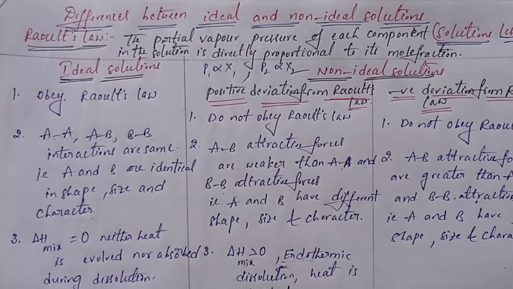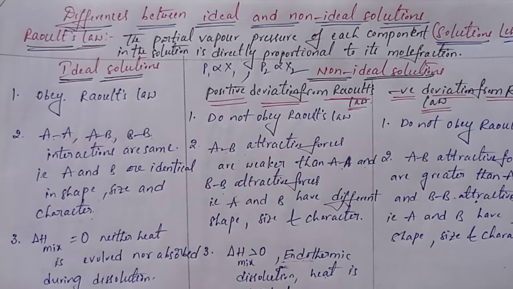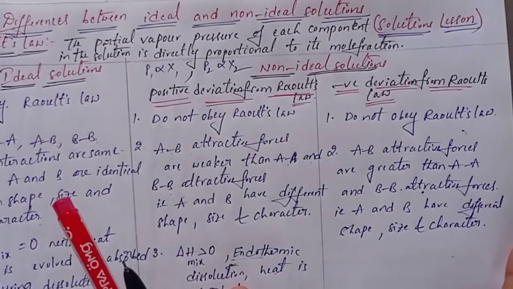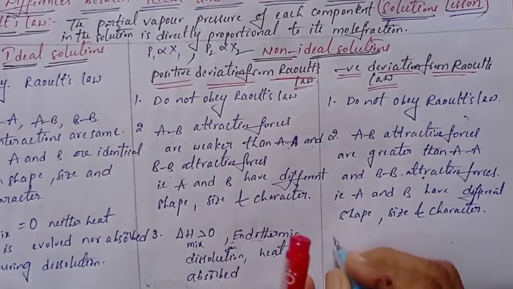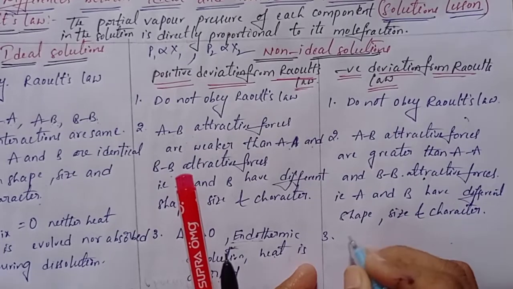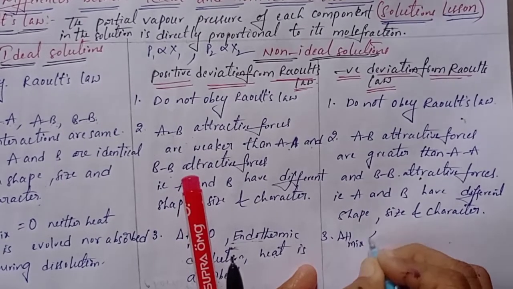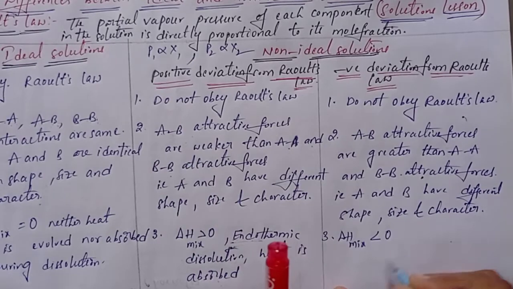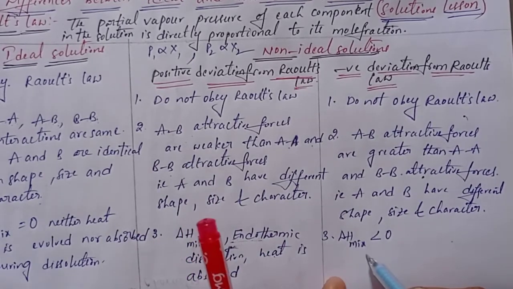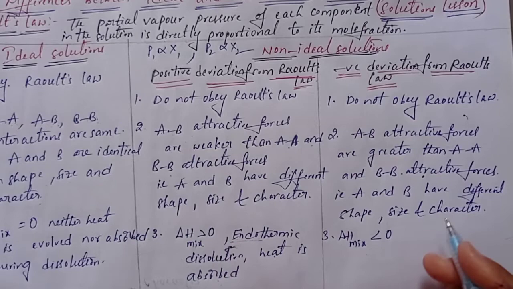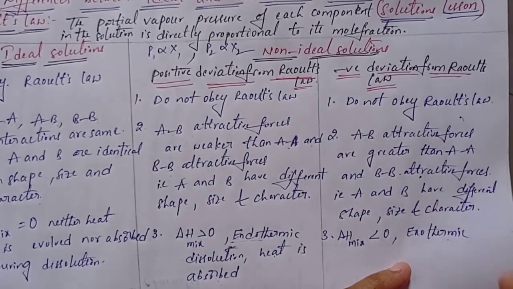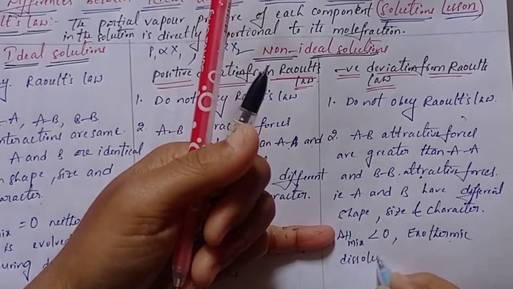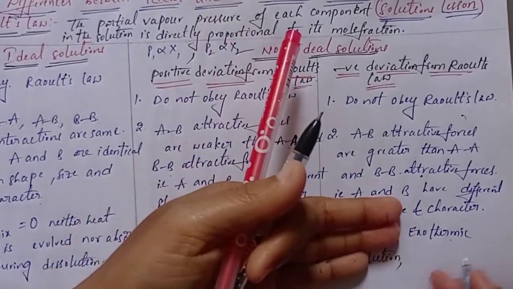Here heat is absorbed. Now coming to the third point, students, in the case of negative deviation from Raoult's law. What is the negative deviation from Raoult's law? In this case, delta H mixture, the change in enthalpy by mixing, is less than 0. That means it is exothermic dissolution. Exothermic dissolution, students, heat is evolved.